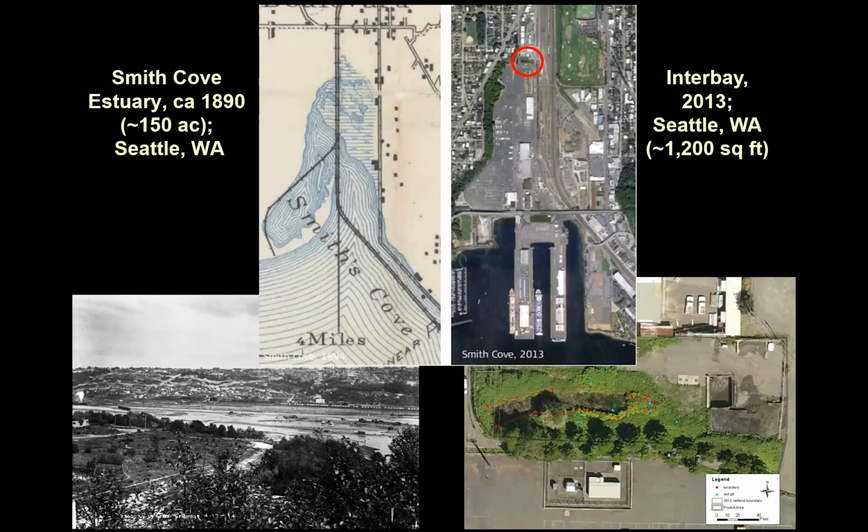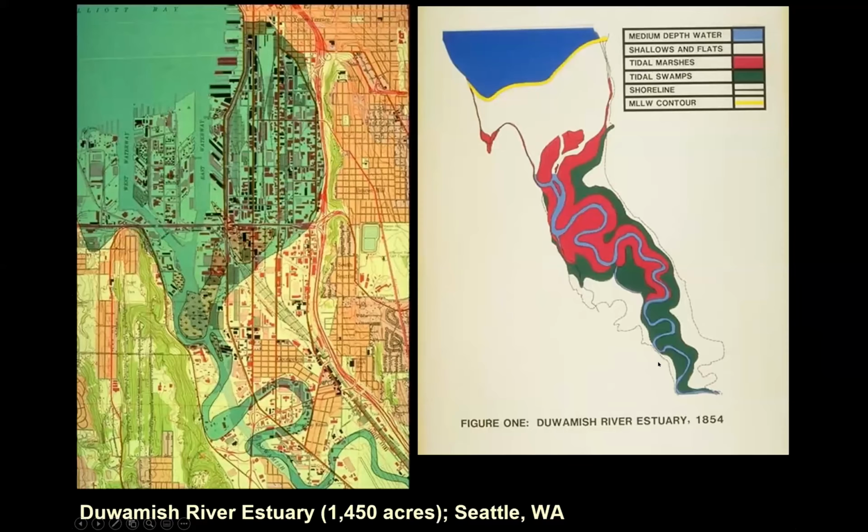It's owned by Seattle Public Utilities, the department of the city of Seattle that I work for, and it's used primarily for draining stormwater from surrounding industrial development. Here it is delineated in this landscape on Seattle Public Utilities parcel. So 150 acres down to 1,200 square feet. That's a pretty successful elimination of a very interesting and important wetland in the Seattle area.